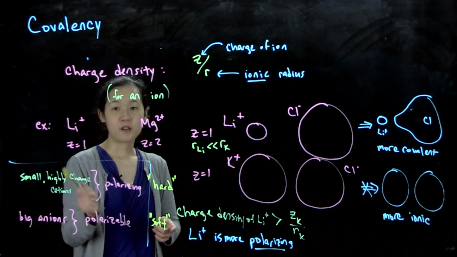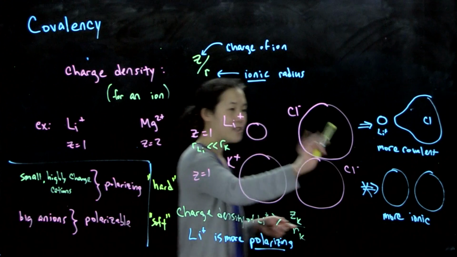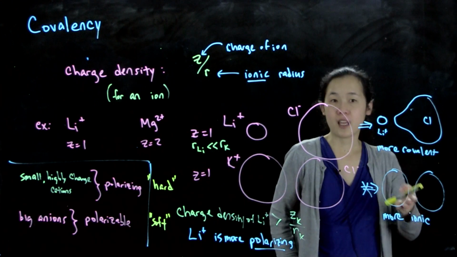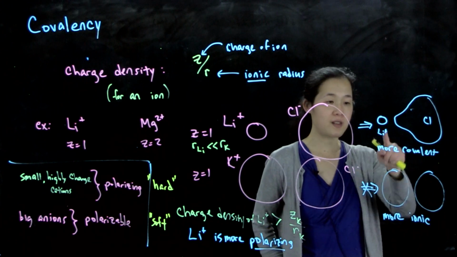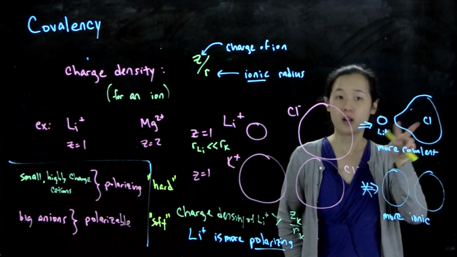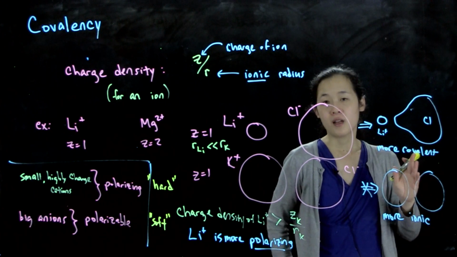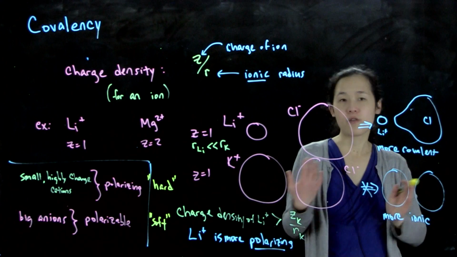Okay, so covalency, there are other aspects to it that might be easier to picture. Again, this does not negate what we talked about with electronegativity, right? Electronegativity, lithium and chloride are still a smaller delta chi than potassium and chloride. But this is another way to think about the effects on what covalency actually means.